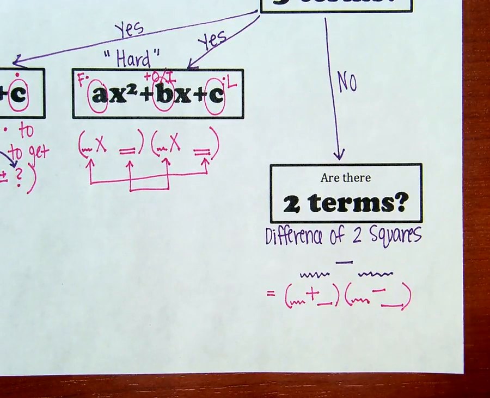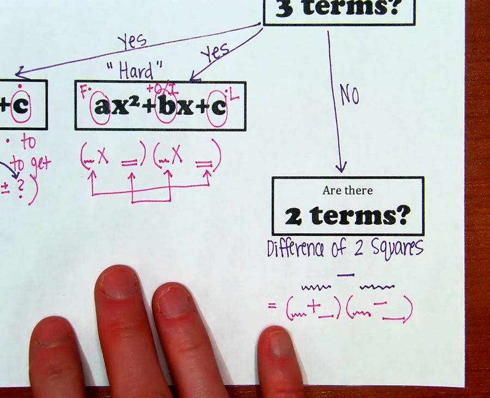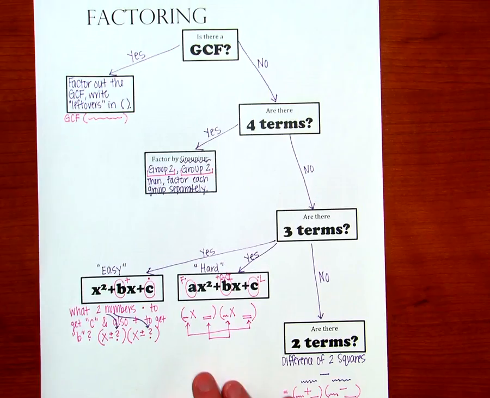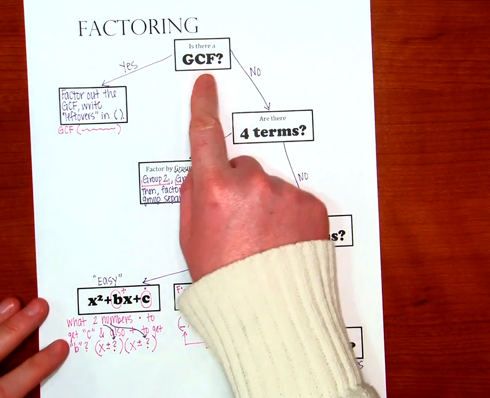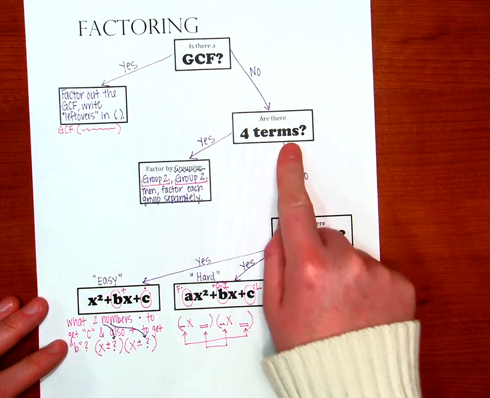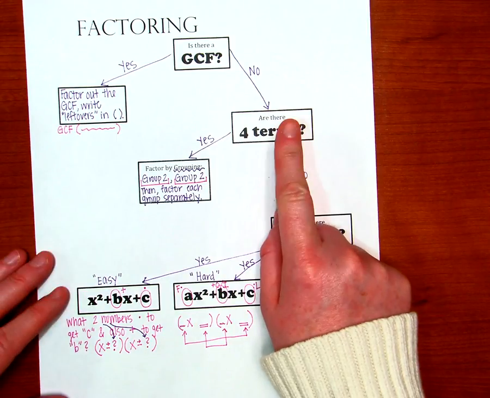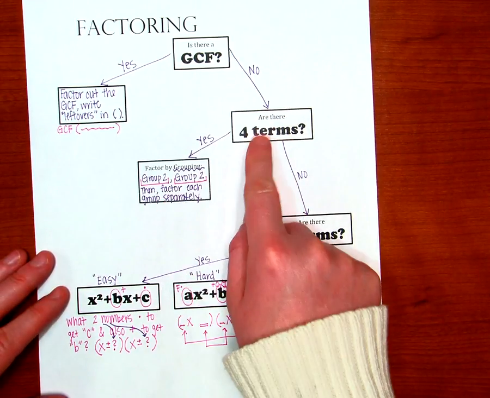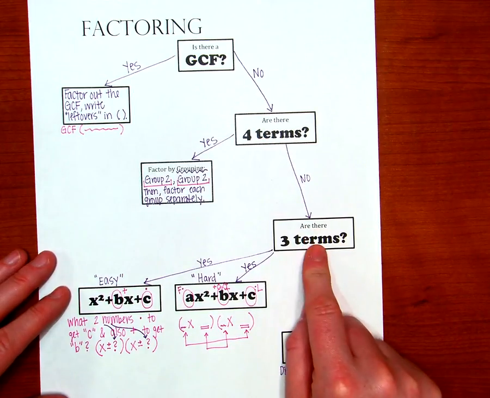But this is just an overall outline of when you get to a problem that says factor this, what are you supposed to do now that we've learned all of these different methods for factoring? The first thing you ask yourself is, is there a GCF? If yes, go this route. If there's not, then ask yourself, okay, are there 4 terms? If there are 4 terms, you go this route, and you do factor by grouping. But if there's not 4 terms, you come down here, and then you ask yourself the next question.